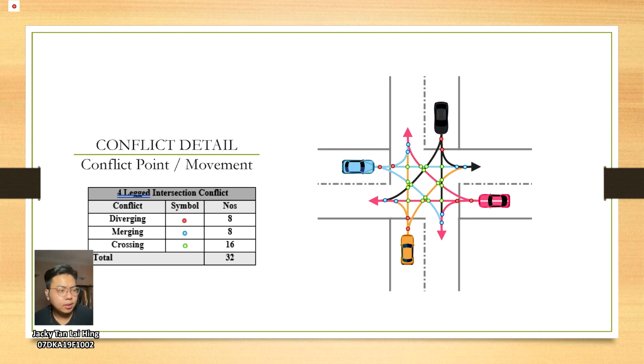So the conflict movement is the 4-leg intersection conflict. The conflict points have 3 types: diverging, merging, and crossing. As you can see in the video, the total conflict is 32.